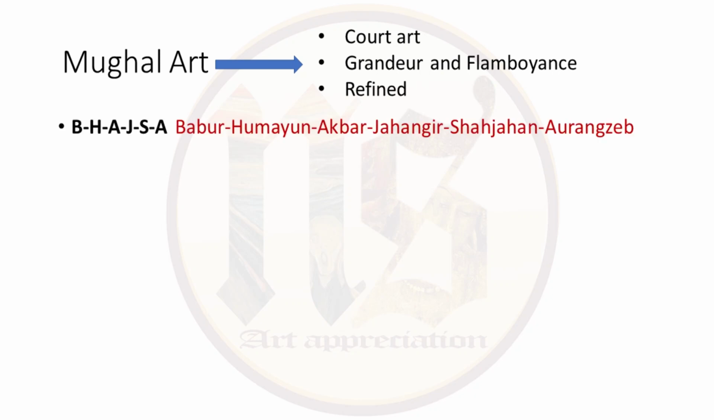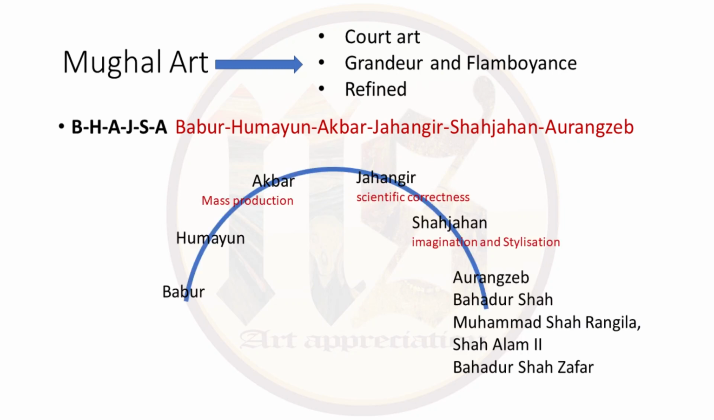Then the shortcut method of remembering all of them is Bhajsa. That is Babar, Humayun, Akbar, Jahangir, Shah Jahan and Aurangzeb. Now let's look at the curve also. With Babar it all started, Humayun took it further, Akbar and Jahangir took it to the top. Akbar was the one who believed in mass production and he had a huge number of artists in his atelier. With Jahangir came scientific correctness and more refinement.